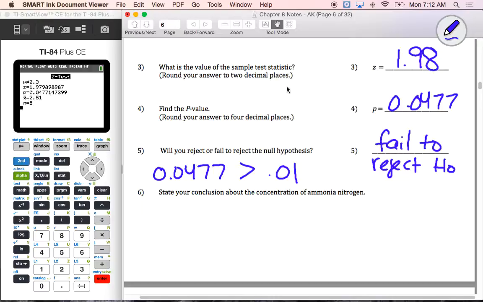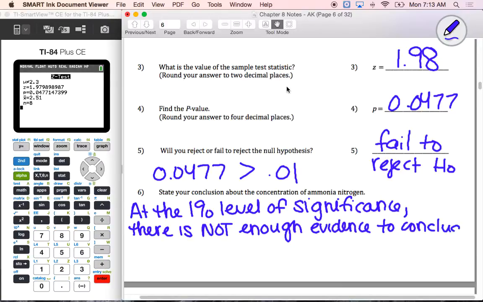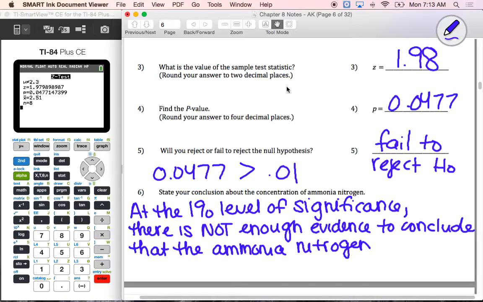So now you're going to write your sentence. At the 1% level of significance there is not enough evidence to conclude that the ammonia nitrogen concentration has changed in Miller Creek.